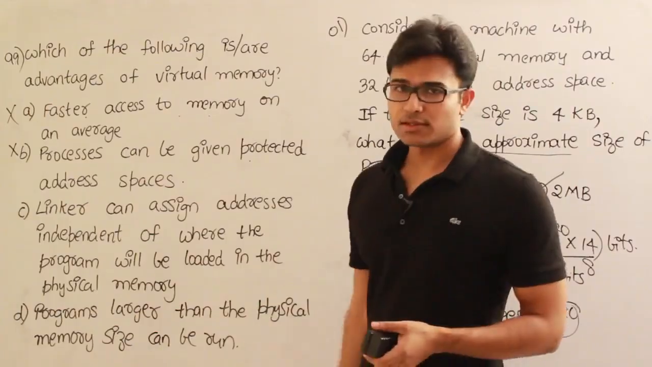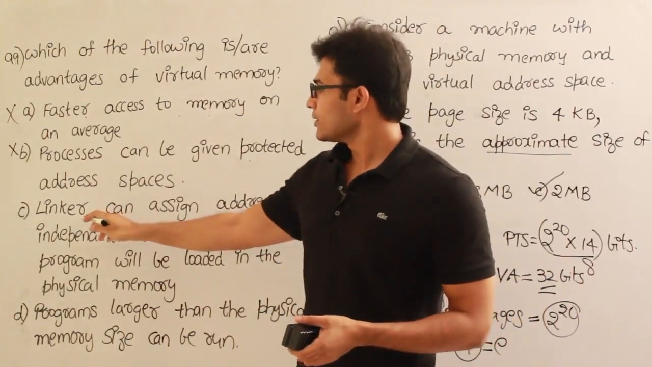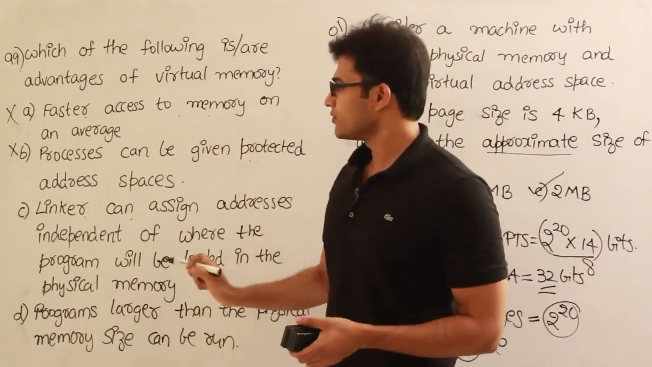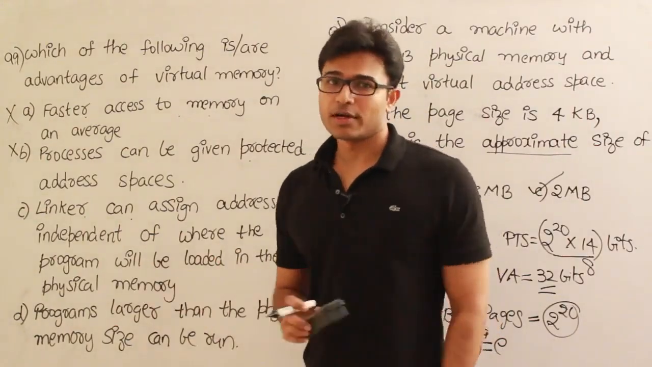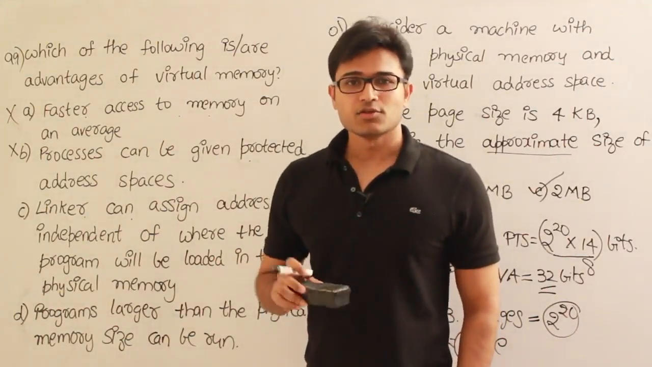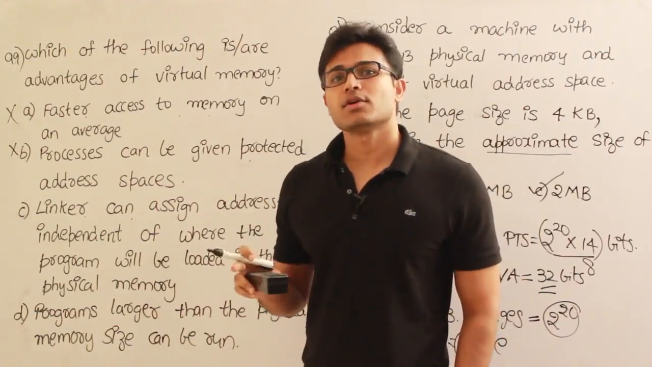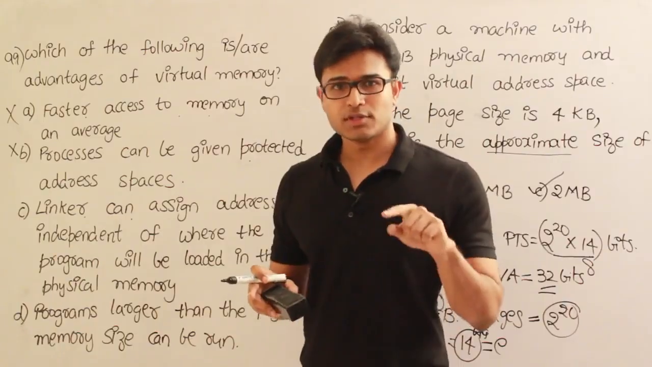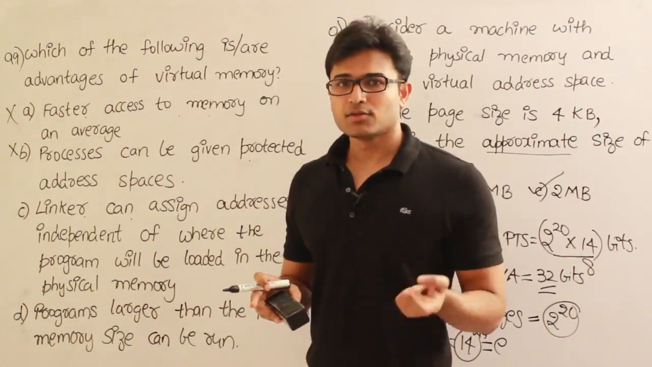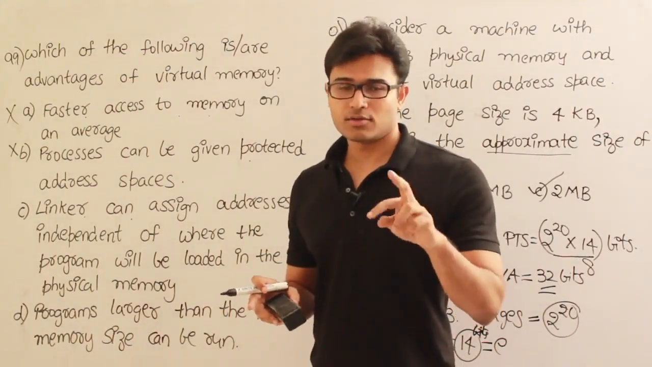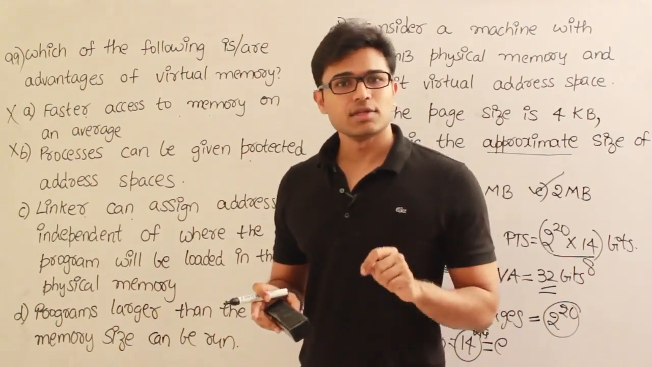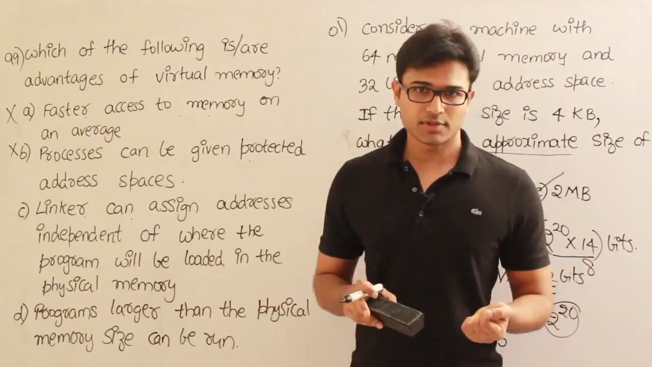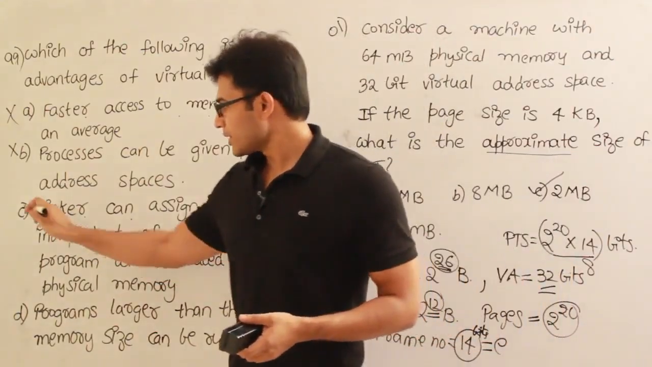And next one is a linker can assign addresses independent of where the program will be loaded in the physical memory. So this is relocatable addresses. They are talking about relocation. So relocatable addresses are given by linker even in the contiguous allocation too, even in normal paging, right? So runtime conversion, or dynamic conversion, doesn't have anything to do with virtual memory. These concepts are already existing even in contiguous memory as well, right? So this is not a special advantage of virtual memory.